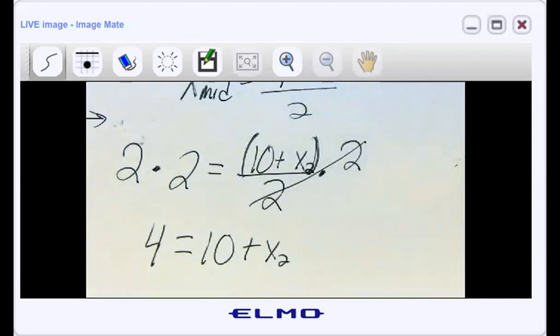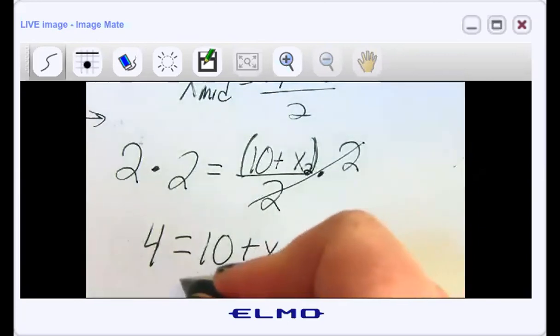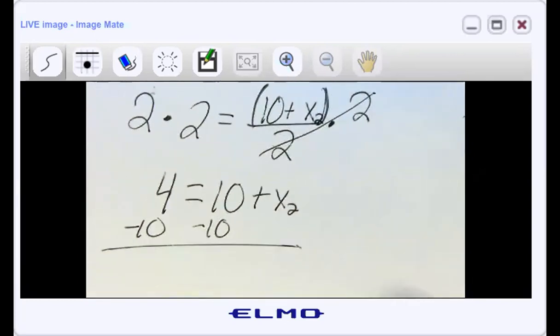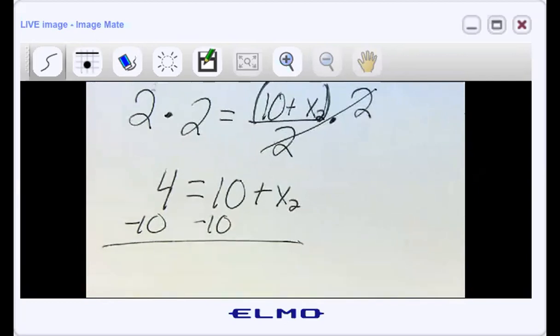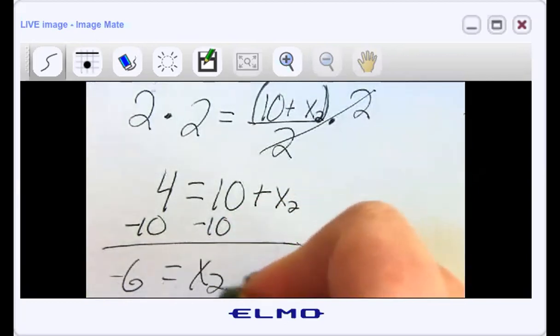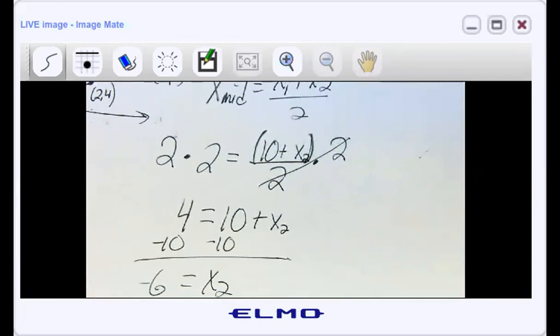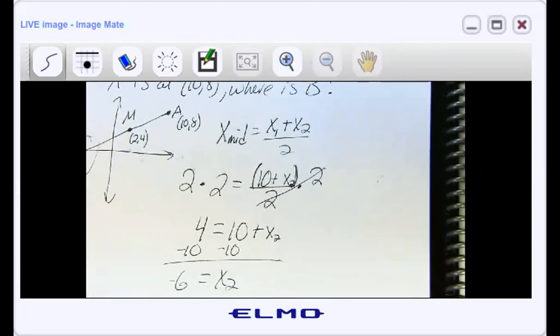What do I do now? It's way less painful if you just tell me. Yes, subtract 10 from both sides. Thank you. Right? I'm just trying to get that x by itself. So let's minus that 10. 4 minus 10 is just a negative 6. You have the first part of your answer. You now know where the x coordinate is. It's at negative 6 comma something.